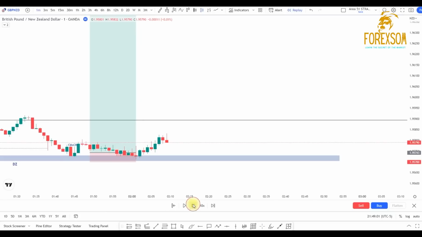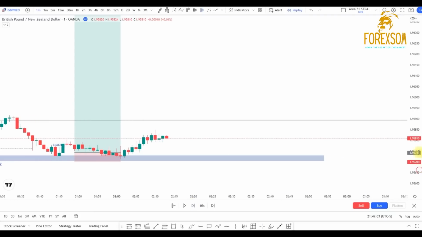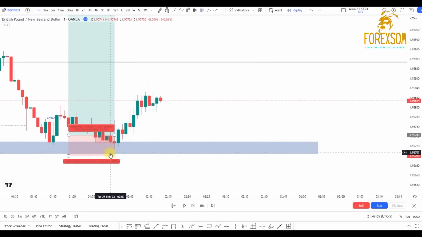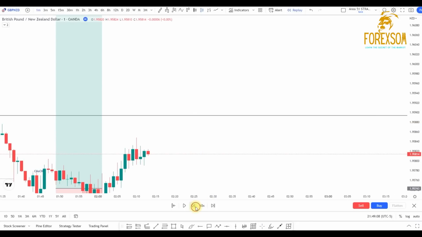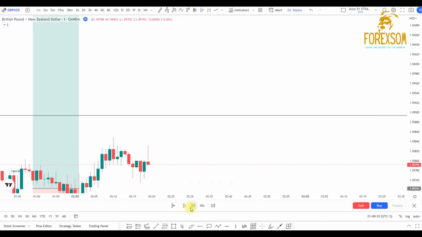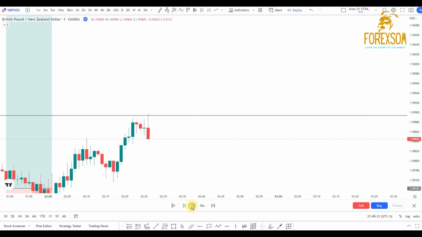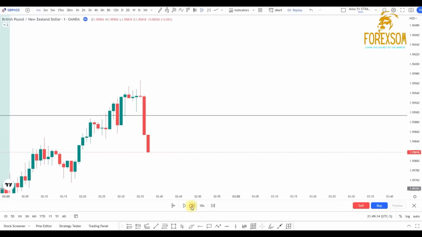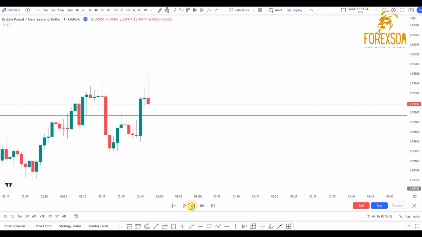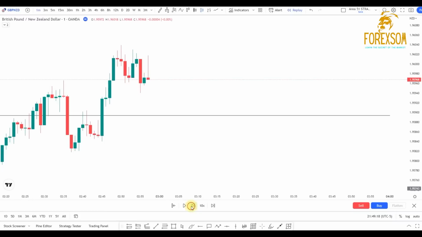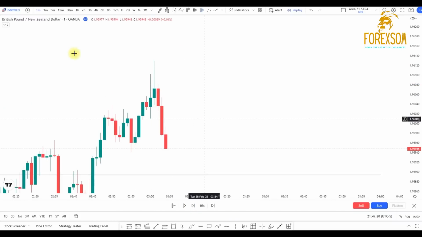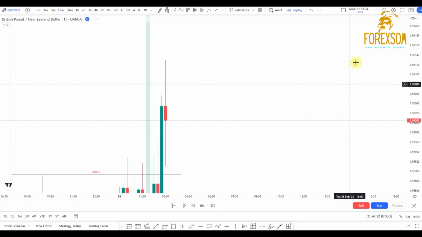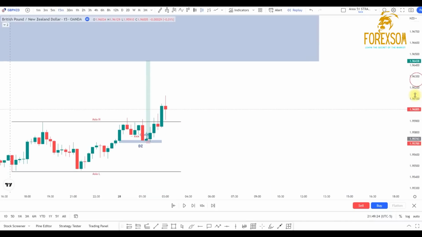Okay, we're still in the trade, almost hit our stop loss, but we're still in the trade. So you can see that. Let's continue playing out. Continue playing out. Continue playing out.